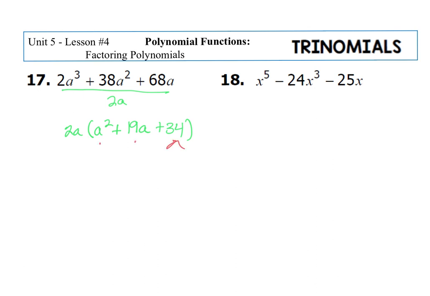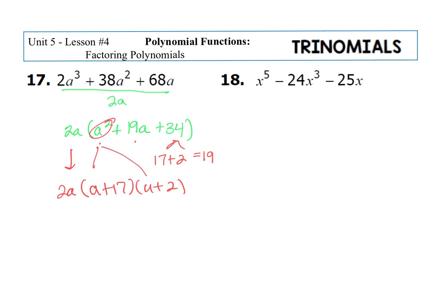Okay, so now that we've divided out that GCF, we are set up to do the 1, 2, 3 factor tree. What multiplies to 34 and adds to 19? Those two numbers are 17 and 2. So bring down your 2a as your GCF. It will be 2a times (a plus 17)(a plus 2). Now why are these regular a's instead of a squareds? Again, because we started with an a squared and we broke it apart and put 1 a in each set of parentheses to factor it.